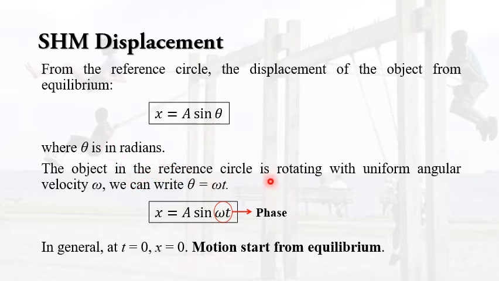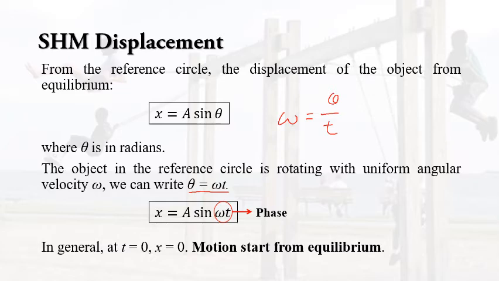The object in the reference circle is rotating with uniform angular velocity. Therefore, we can write theta equals omega t. This is what we have seen in chapter 8.1, where we said omega equals theta over t. Now you just rearrange it to obtain this equation. So x can be written as A sine omega t as well, where omega t is known as phase.